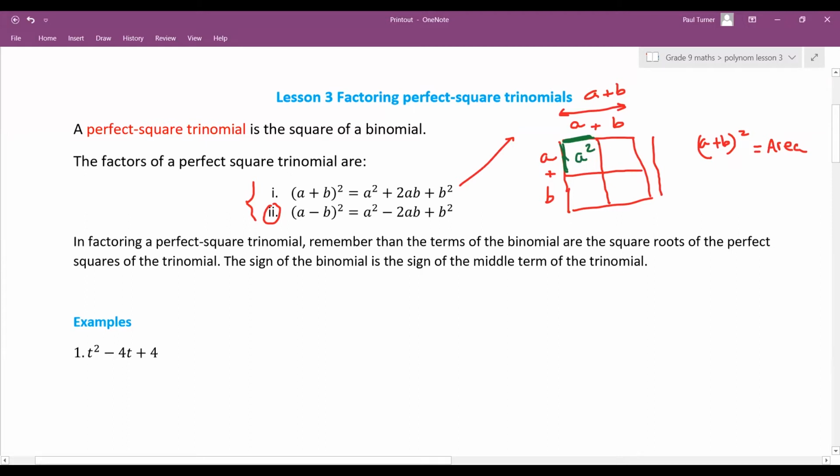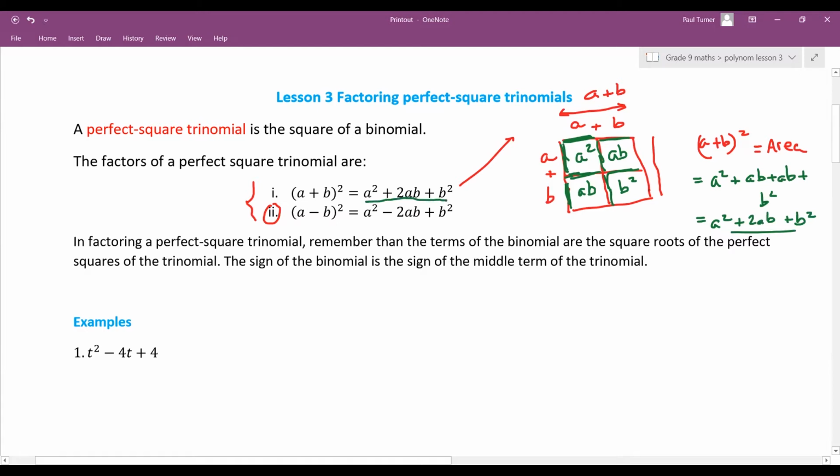And then this one here would be A times B. So this area here would be AB. And the same here. This is A, this is B. So the area of this square here is AB again, or BA, same. And the area of this square is B times B, which is B squared. So this area is equal to the sum of these four squares. So that would be A squared plus AB plus AB plus B squared. So that gives you A squared plus 2AB plus B squared. And that's your formula there.